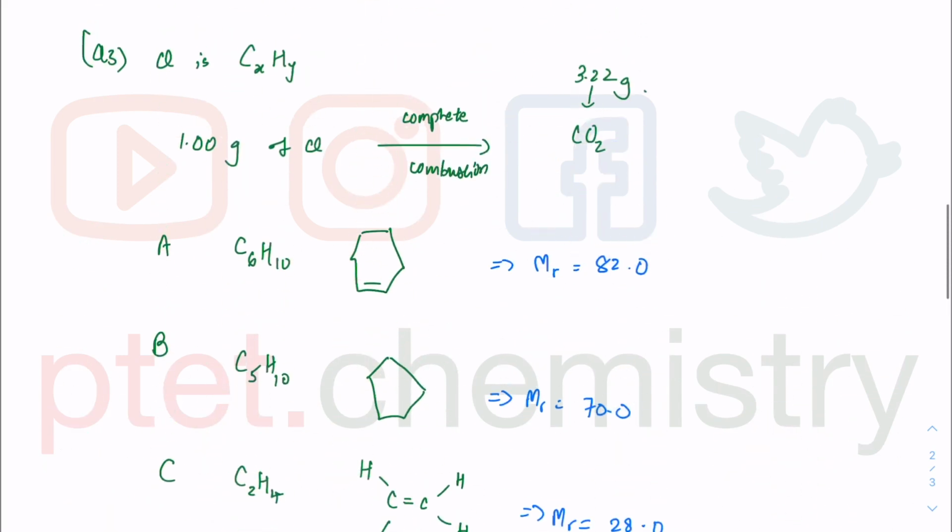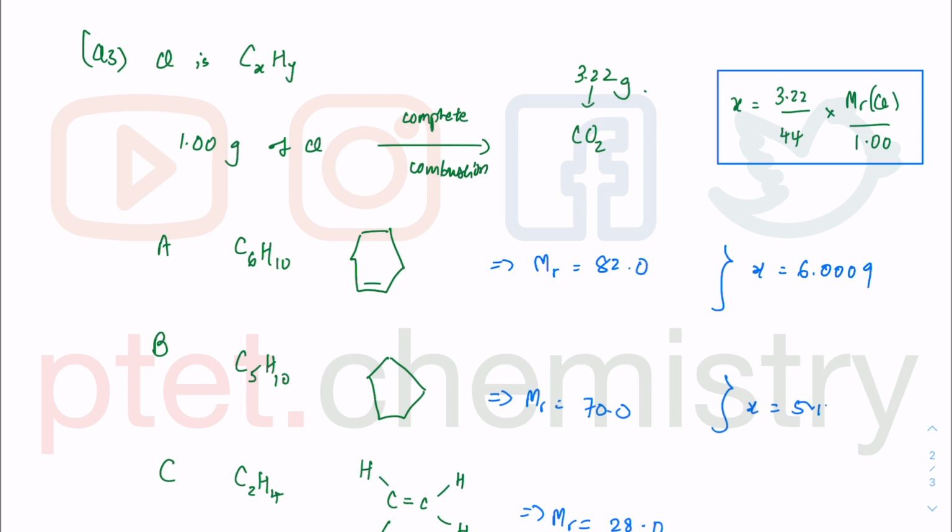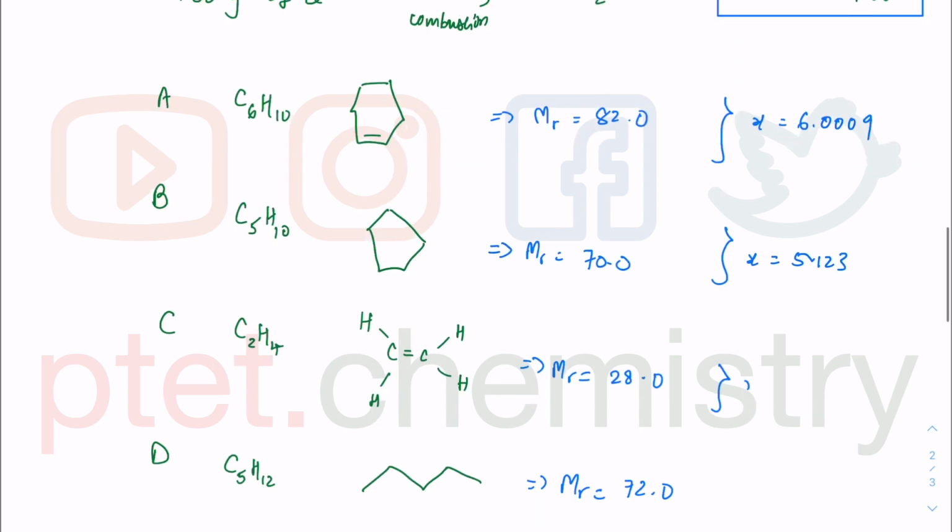All right. So based on that formula, which you have gotten from there, if I just draw a box so that we can emphasize the importance of it, what does that give us at X? You can put in the value of 82.0 into this equation. You get X equal to 6.0009. You get X equal to 5.123. You get X equal to 2.049.